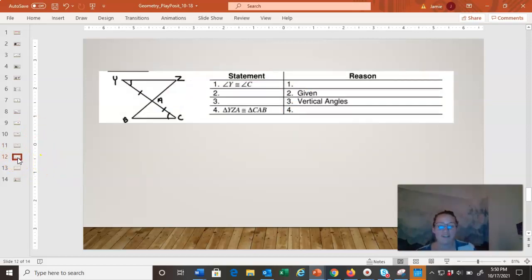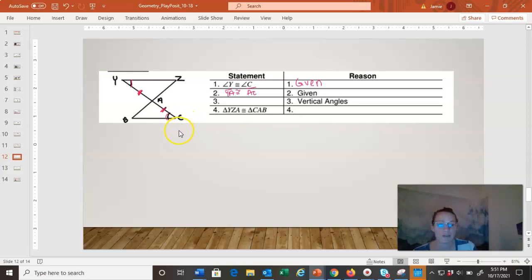Moving right along. Angle Y is congruent to angle C. Yep. Thank you for that. In the picture, it was given to us. And what else was given? Because that's our next statement. The other thing marked in the picture is this YA and AC. So we're going to say YA is congruent to AC. You could have said AY and CA, whatever order.